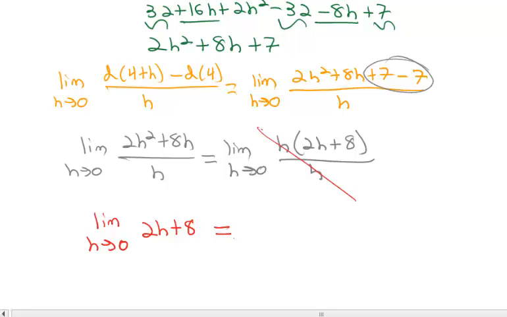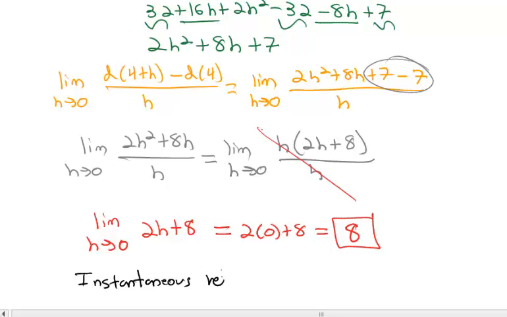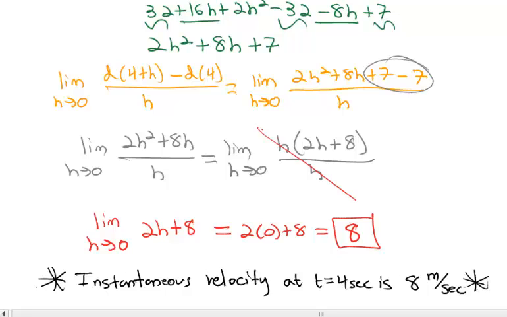And now that the denominator is gone, the fraction will no longer be undefined. We plug 0 in. We have 2 times 0 plus 8, which we can see is 8. What we see is the instantaneous velocity, or the rate of change, at time equals 4 seconds is 8 meters per second. Instantaneous velocity.